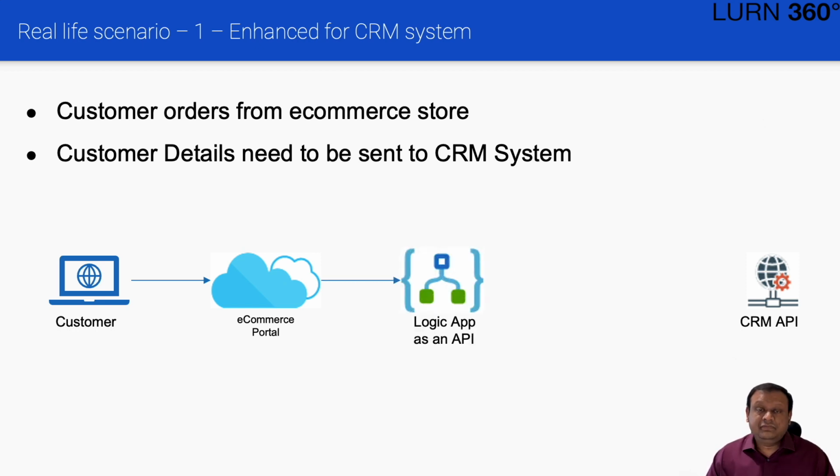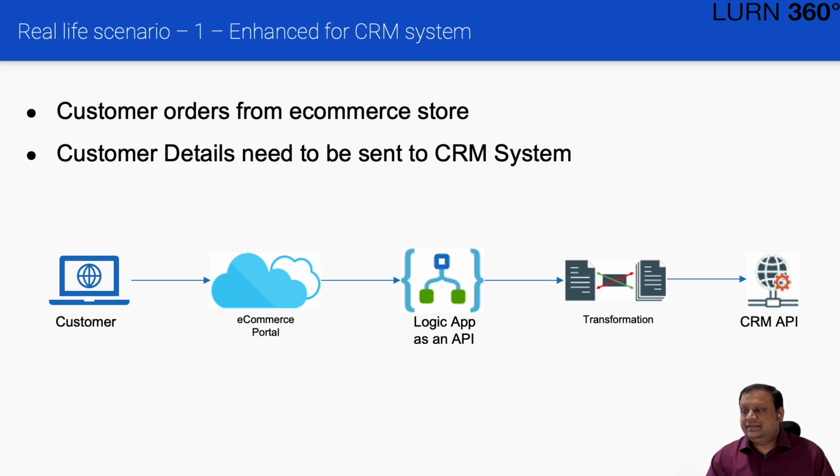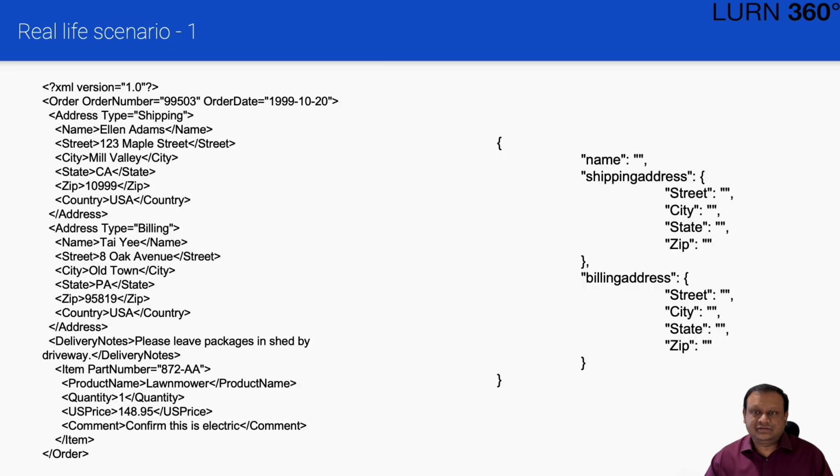If you remember, we've already built a logic app as an API, so the e-commerce portal is sending the entire order to the API that we've created using the logic app. We're going to use the same logic app, and we added the transformation. We'll use a similar transformation, but this time, instead of the item details, we're going to use another transformation for the CRM system specifics. Let's go ahead and see the actual message details.